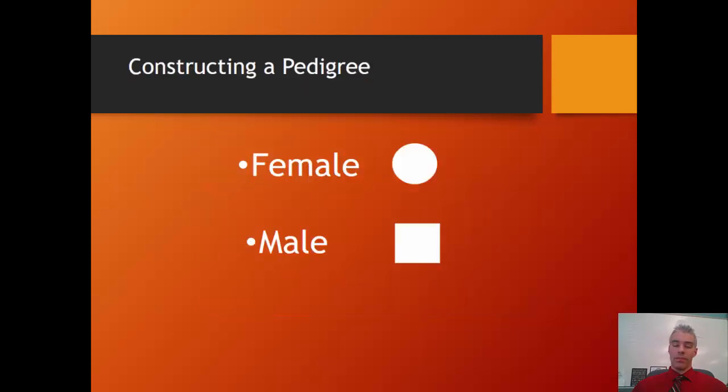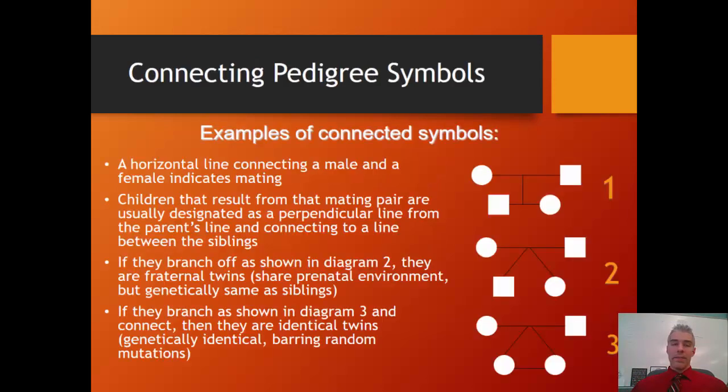And we do that by looking back at your past family history of expression of particular diseases. So, the first thing that you have to know about constructing these things is what are the symbols that we use when making them. So the first thing is that females are always circles and males are always squares. Okay, so that should be pretty easy.